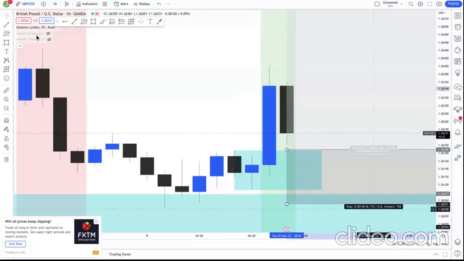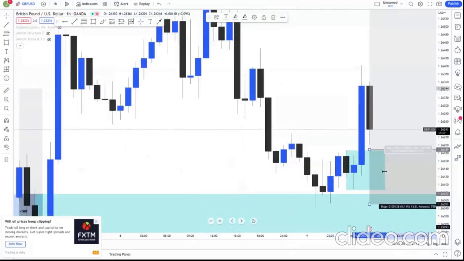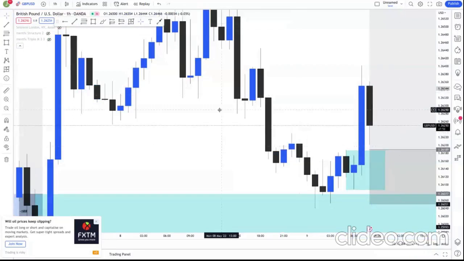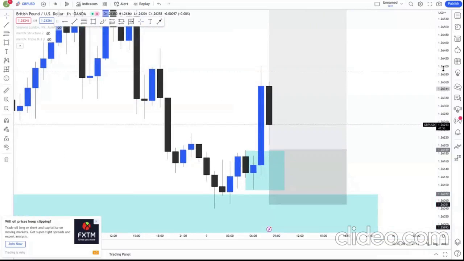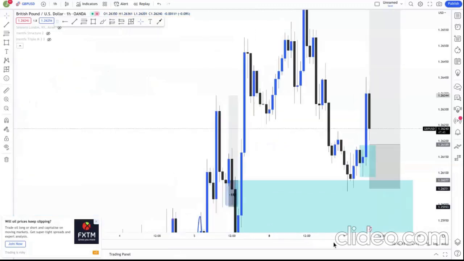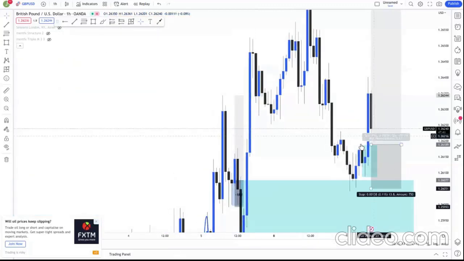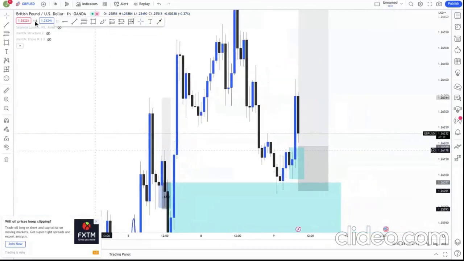13.8 pip stop loss. And yeah, there are no news coming out today, so I'm just going to place my trade and go on with my day. As the trade progresses, we will make more videos and clip them together, and eventually I'll post them. So yeah, let's go over it one more time.